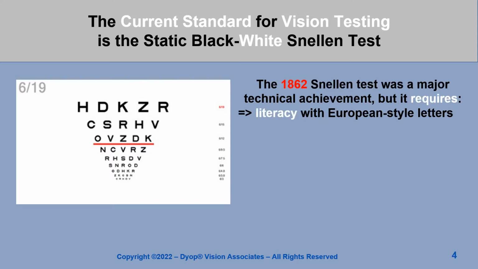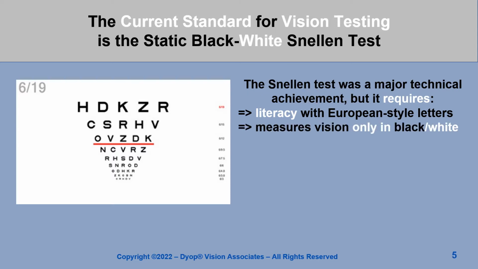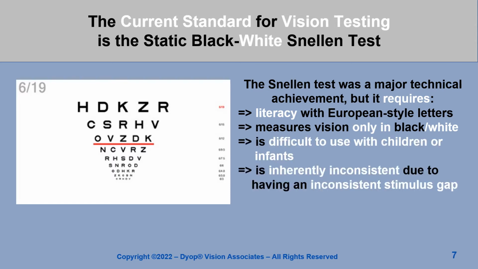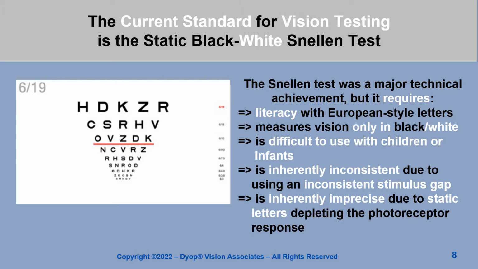The 1862 Snellen test was a major technical achievement for its time, but it requires literacy with European-style letters. It also measures vision only in black and white. It is difficult to use with children or infants. It is inherently inconsistent due to having an inconsistent stimulus gap. And it is inherently imprecise due to static letters depleting the photoreceptor response.